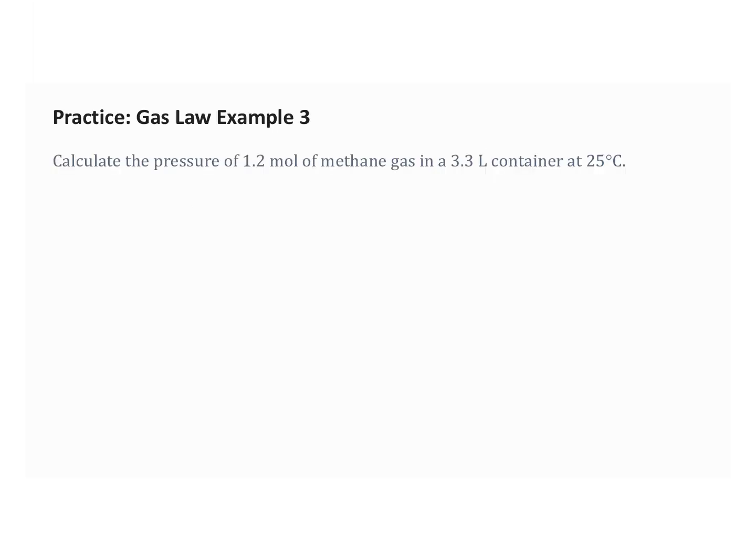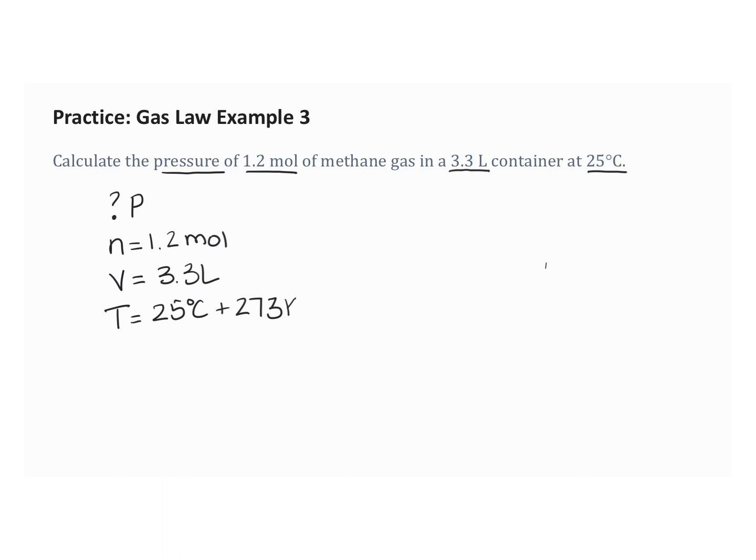Let's do another example. Calculate the pressure of 1.2 moles of methane gas in a 3.3 liter container at 25 degrees Celsius. Let's look at the context clues here. We're asked to calculate the pressure. We're given moles, so we know our number of moles is 1.2 moles. We have a 3.3 liter container, which is our volume. And then we have a temperature of 25 degrees Celsius. I'm going to go ahead and add 273 to get Kelvin because I always forget, so I like to get that out of the way so I don't forget to convert.